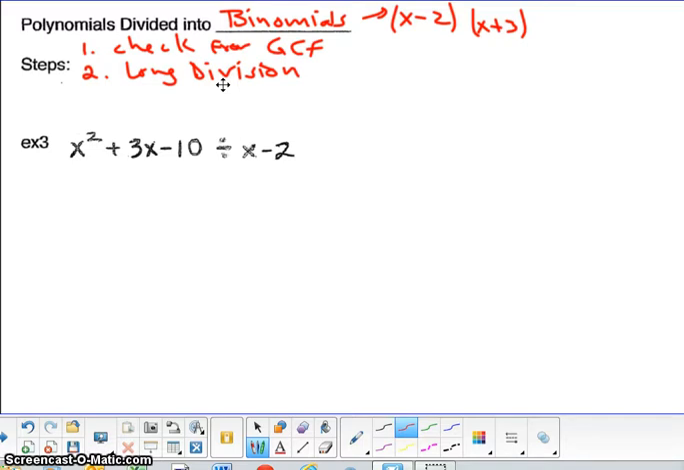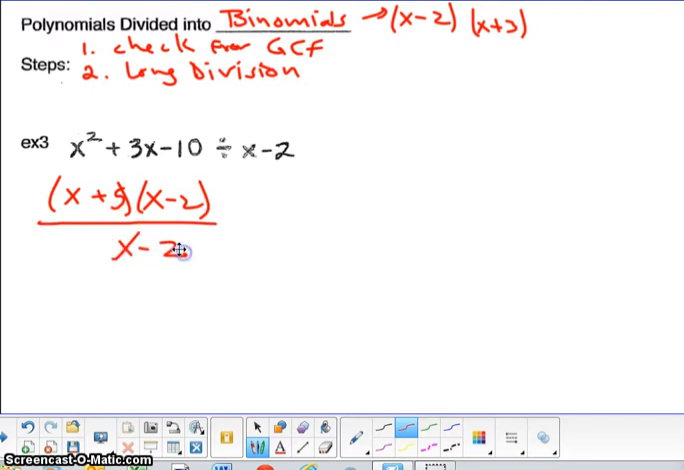Okay, so this third example, we want to check for anything that factors. For example, x squared plus 3x minus 10 factors into x plus 5, and then x minus 2. And then you can divide that by x minus 2. So if it factors, and then you're dividing by something that's exactly the same, you can go ahead and cancel those out, leaving us with the final answer of x plus 5. So you always want to look for that first, because that's definitely the easiest route.